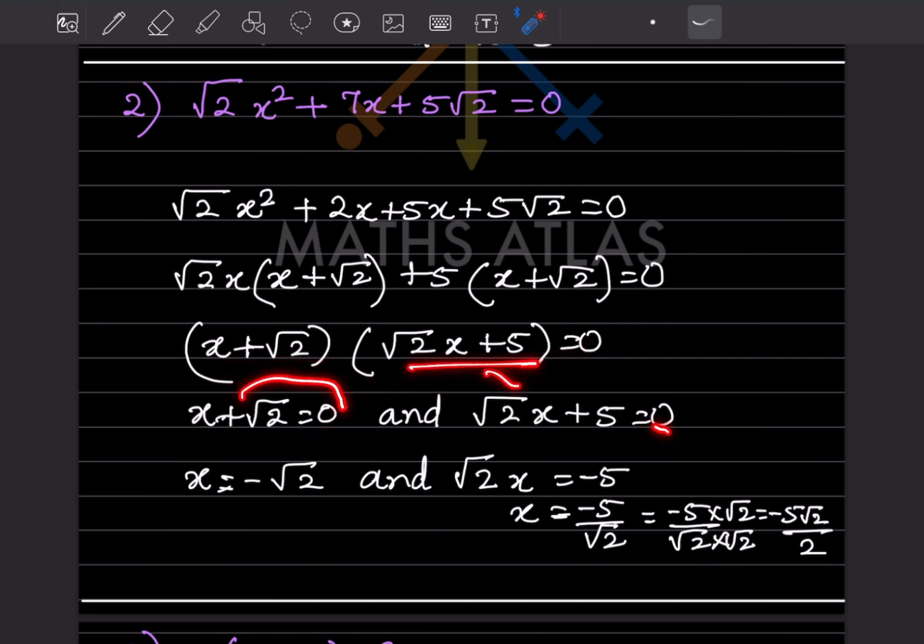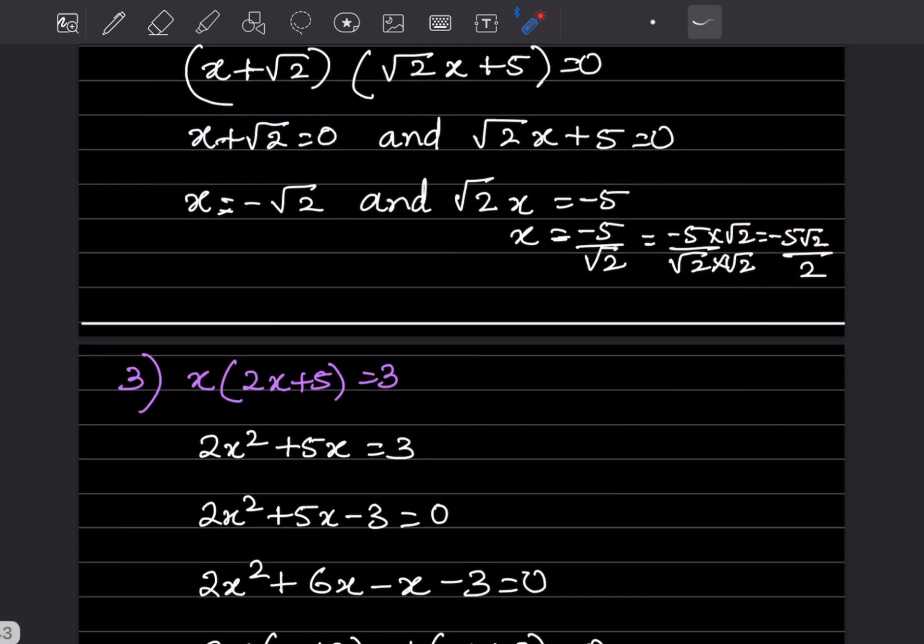So x will be minus root 2, and this will be 2 root x is going to be minus 5. So x will be minus 5 by root 2. And now we can rationalize the denominator. So root 2 into root 2, this is extra, so we'll write in the numerator also the same. So this will be minus 5 root 2. Root 2 into root 2 is going to be root of 4, that will be 2. So this is the answer.